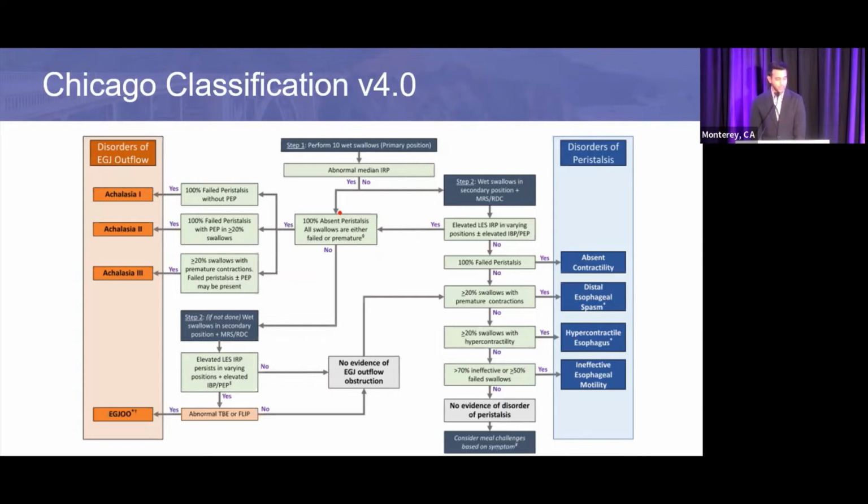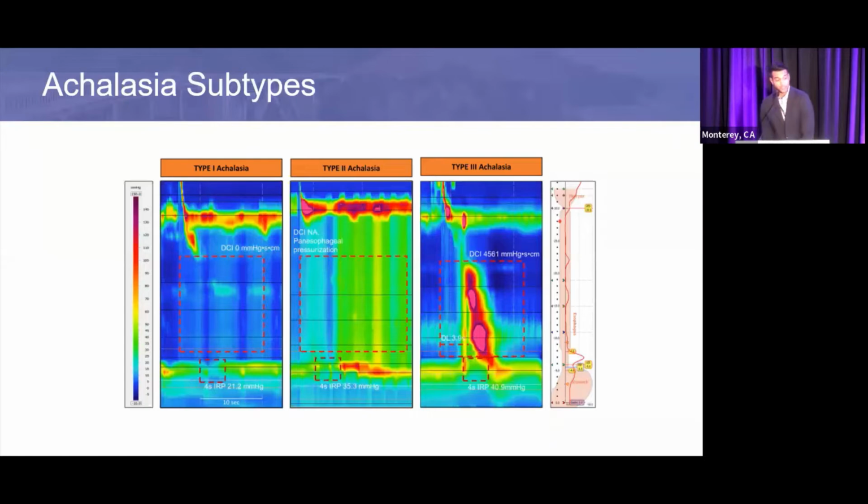If at the end things look normal, this is not usually done in a lot of centers, but if things are normal and you're still suspecting some sort of swallowing disorder, then that's when you want to consider meal challenges, and you can use a solid meal to see if there's any abnormalities in their motility. That's also helpful for rumination or postprandial disorders as well. So these are the achalasia subtypes.